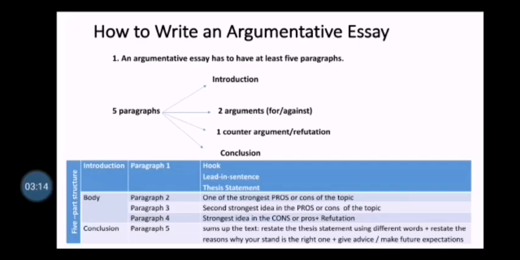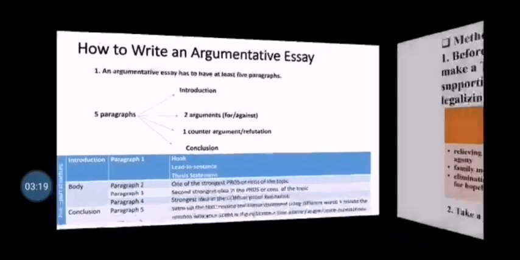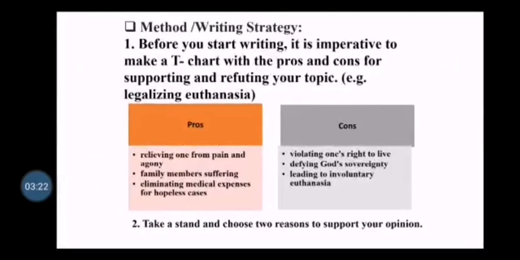But what is the strategy or method that you can follow to prepare an argumentative essay? Before you start writing, it is imperative to make a T-chart with the pros and cons for supporting and refuting your topic. For example, legalizing euthanasia. If you check this T-chart, you would notice that it has pros or benefits of euthanasia and cons or downsides of euthanasia. Please pause the video in order to be able to check the table closely.